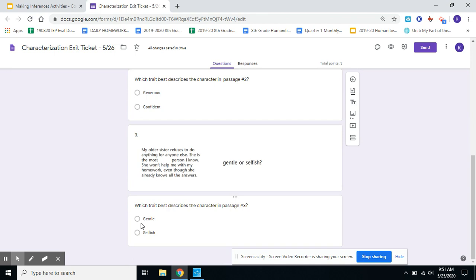And passage 3: my older sister refuses to do anything for anyone else. She is the most blank person I know. She won't help me with my homework, even though she already knows all the answers. So would we describe the character described here as gentle or selfish? And you have to select one from the list.